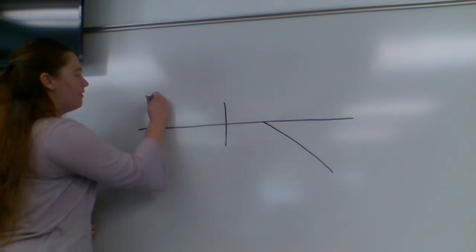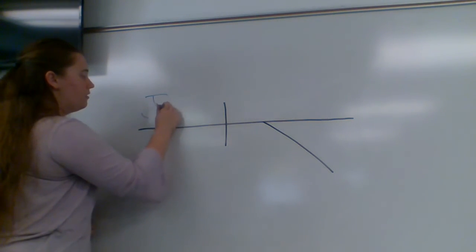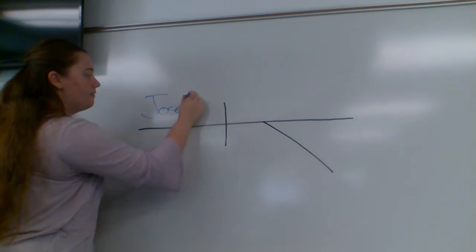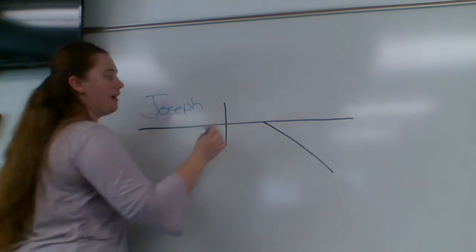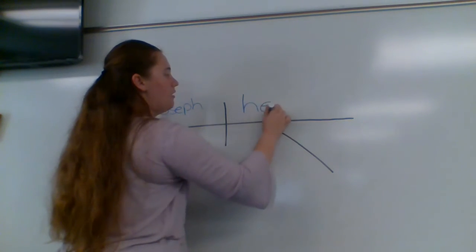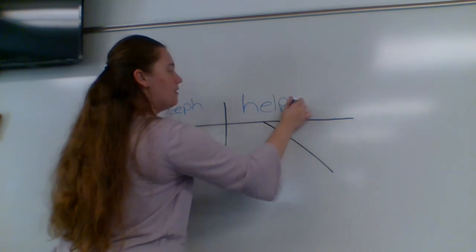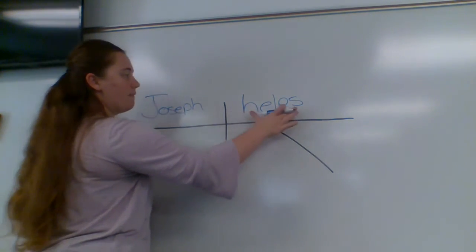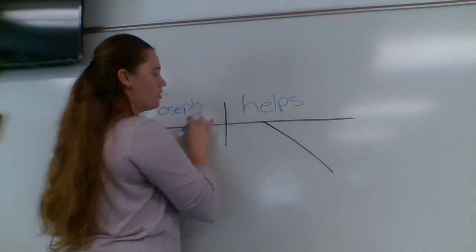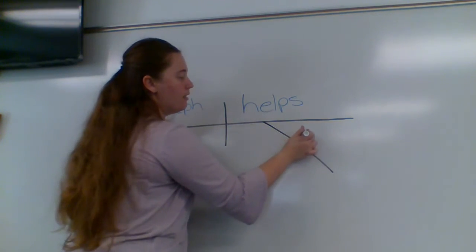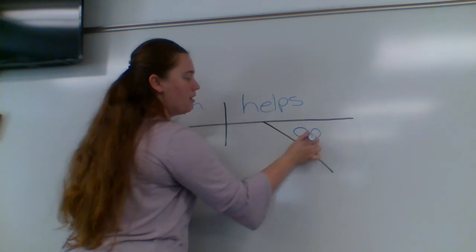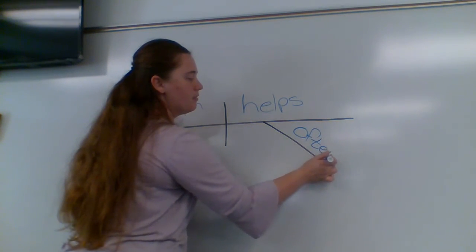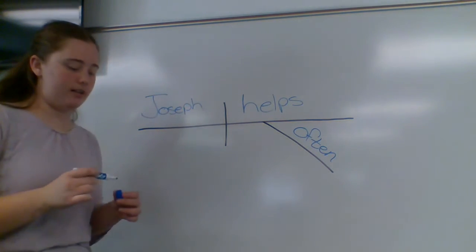So we're going to go ahead and diagram that again. I have Joseph. I have helps, my subject, my verb, and I'm going to say Joseph helps how often? He helps often. So make sure those get written down.